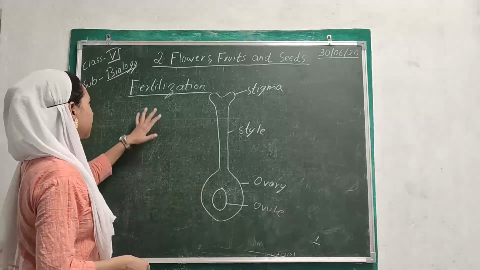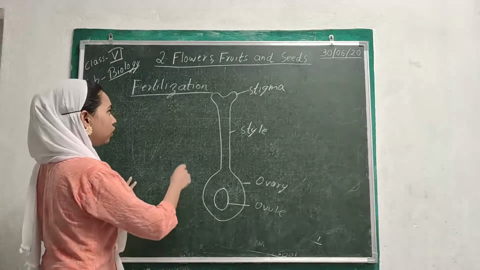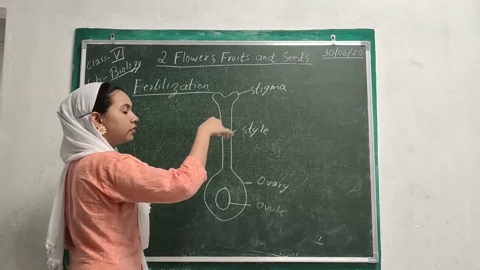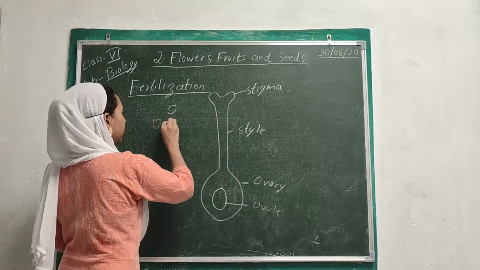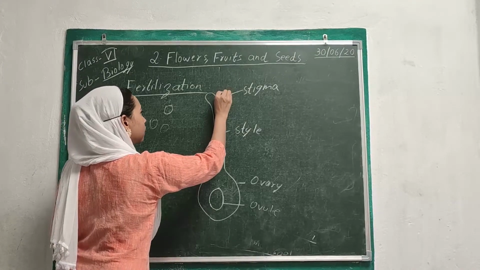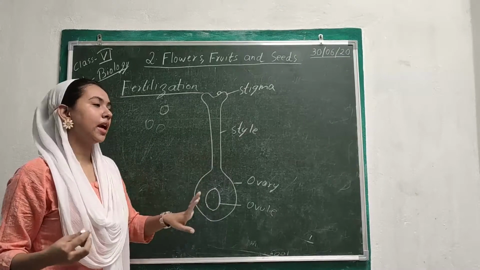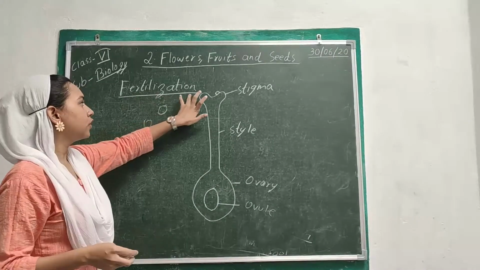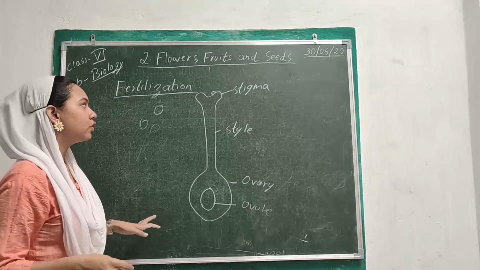Now the next topic is fertilization. Till the last topic we spoke about the various methods of pollination. By that, the pollen grains come and sit on the stigma, right? So this is the pollen grain which sits on the stigma. But after this, what happens? There is a process called fertilization which occurs after pollination. Now let's see how this occurs.